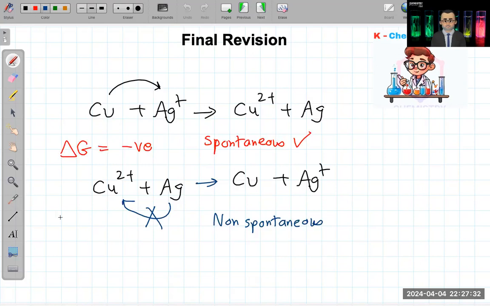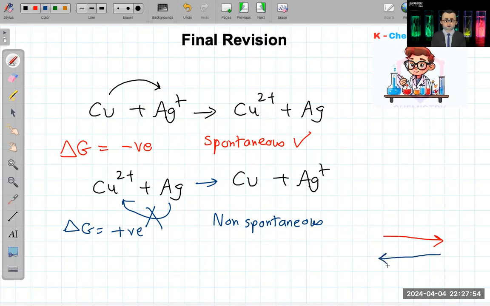If I calculate delta G and it is positive, this means that the reaction is non-spontaneous. What's the meaning of non-spontaneous? It's not going to happen. But this also means that the opposite is going to happen. So if I tell you that the forward is spontaneous, what does this mean about the backward?